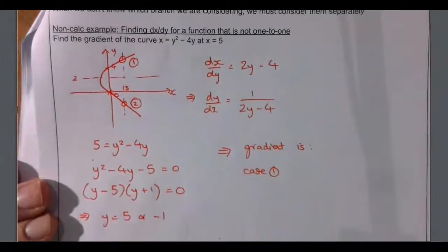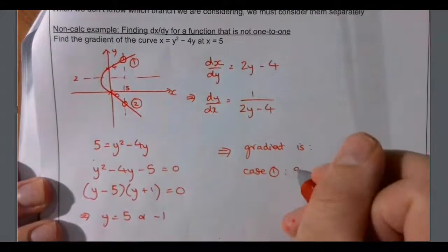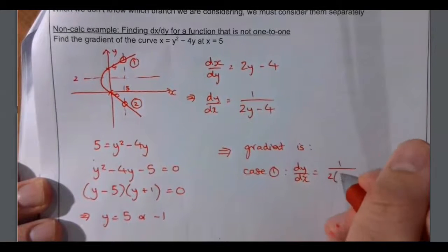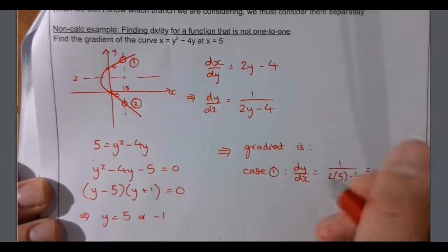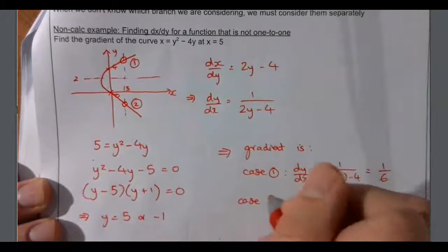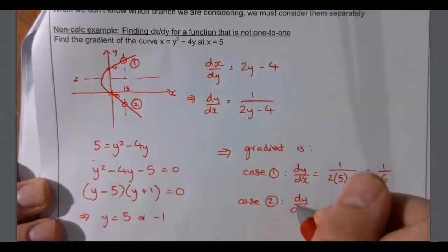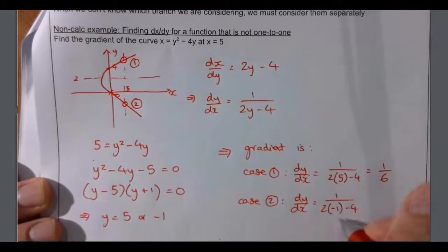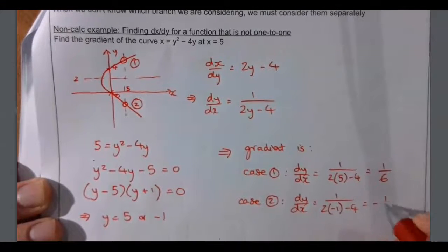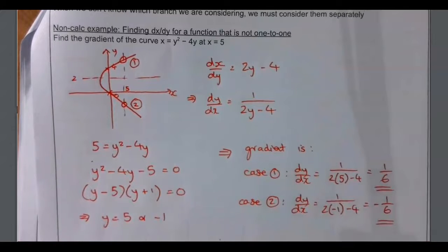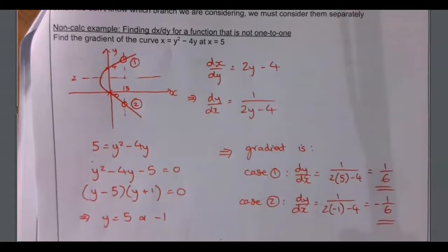In case 1, the gradient is 1 over (2 times 5 minus 4), which is 5 is 10, so a sixth. But in case 2, the gradient is going to be 1 over (minus 2 minus 4), which is minus a sixth. And what we notice about those, of course, is the second gradient is the negative equivalent of the first.